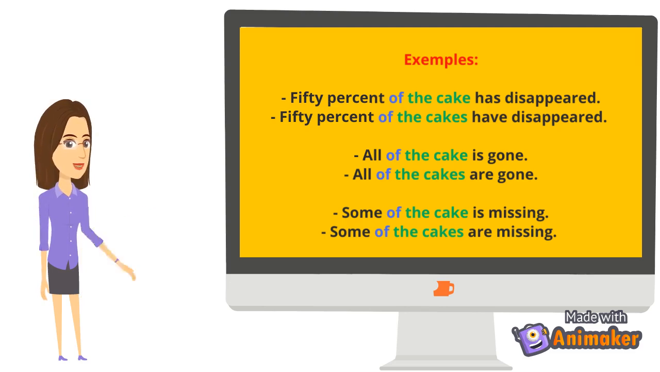Other examples: all of the cake is gone. All of the cakes are gone. Some of the cake is missing. Some of the cakes are missing. I hope this was clear.